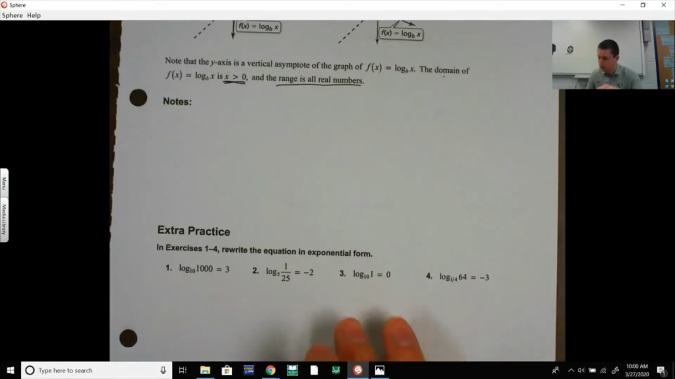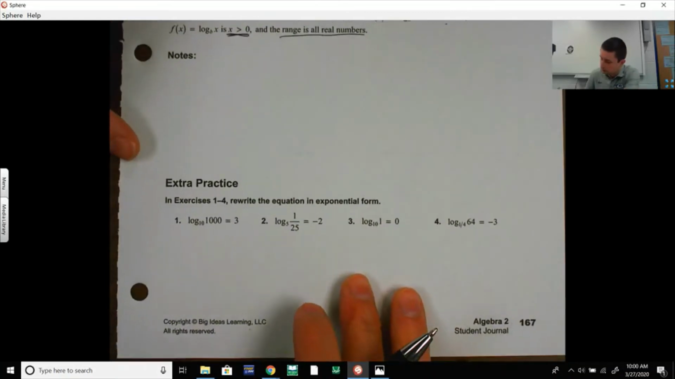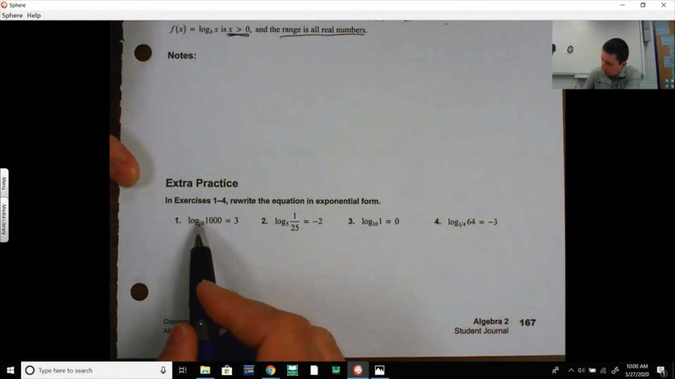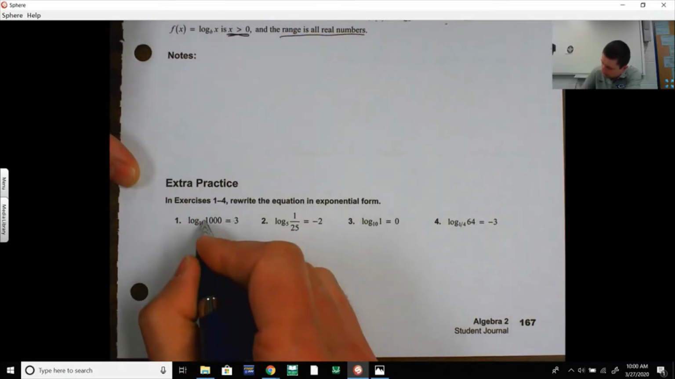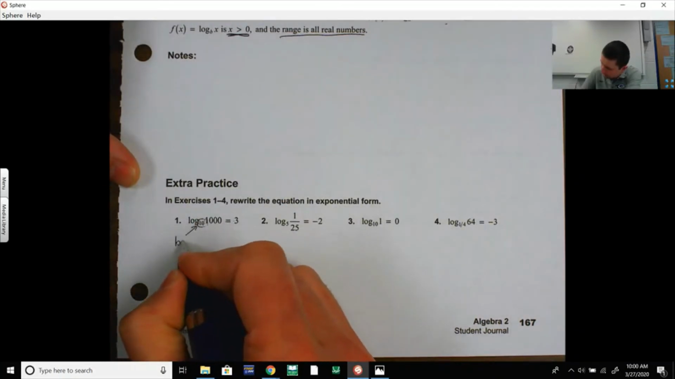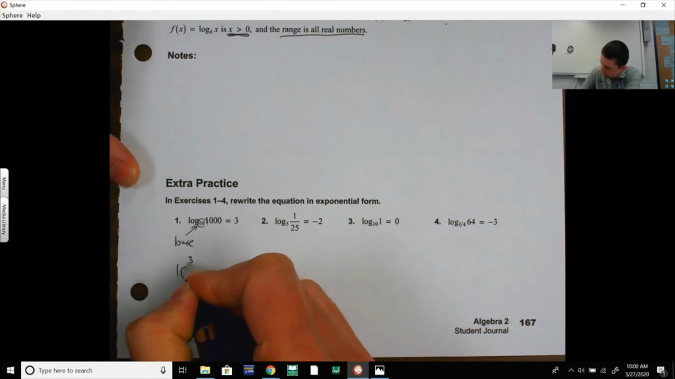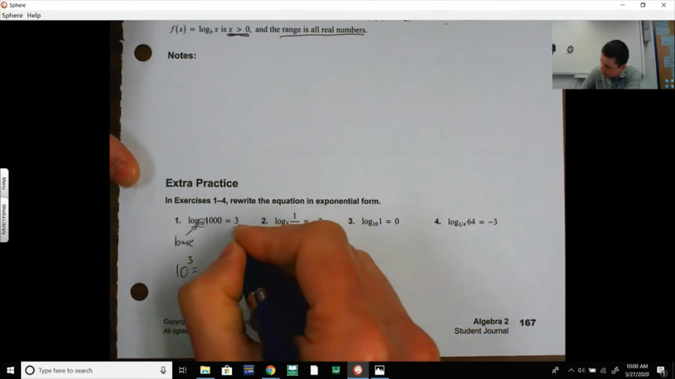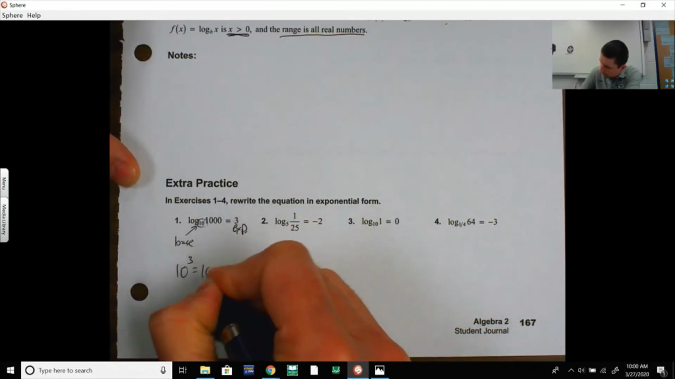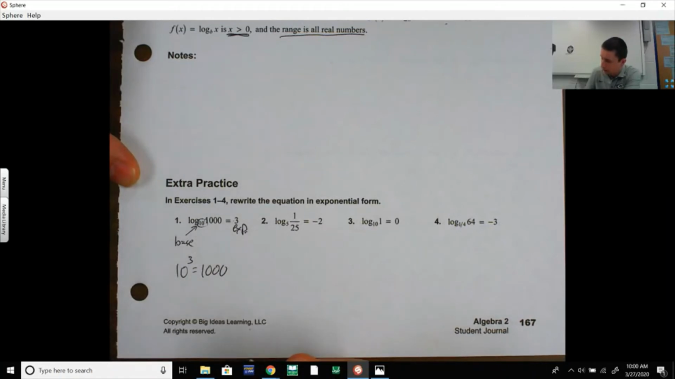Okay, so rewrite the equation in exponential form. Log base 10 of 1,000 equals 3. We've done this already. This is our base. 10 to the third equals, there's your exponent, 1,000. 10 to the third equals 1,000.